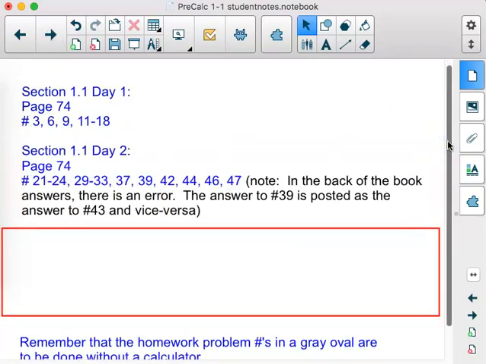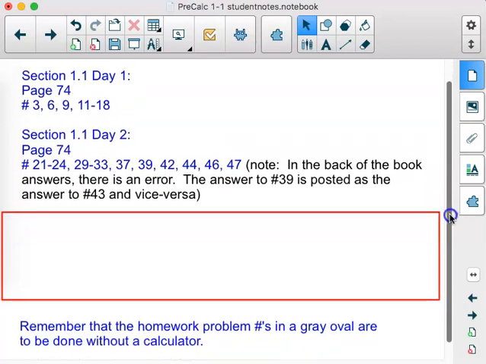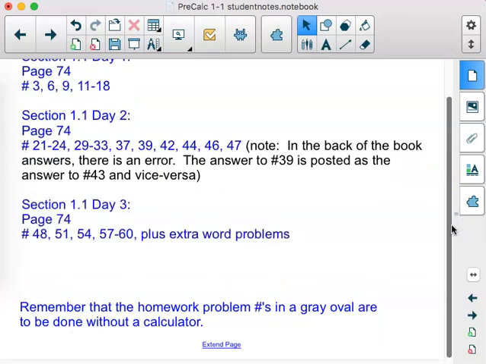So that was Monday, Tuesday, Wednesday. Right there. And yeah, do remember gray oval problems are problems that are meant to be done without a calculator. And again, that's our best practice anyway. You know, do it algebraically and then use that graphing calculator. Now, I think it's a blue. The extra word problems, I think it was blue. Yep. So it's going to be the blue worksheet.